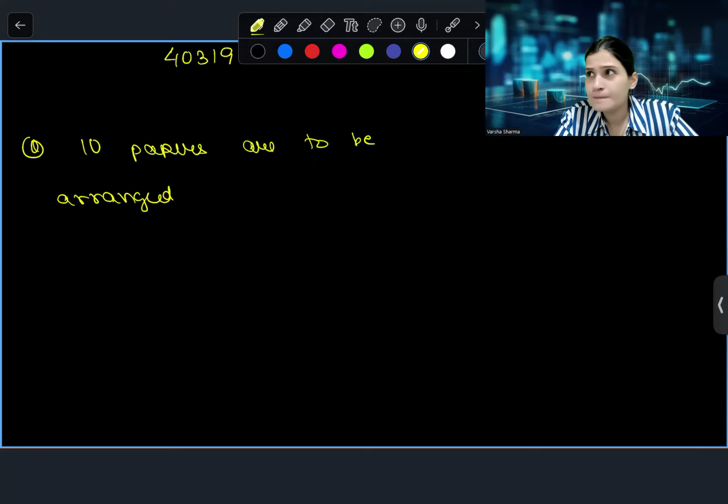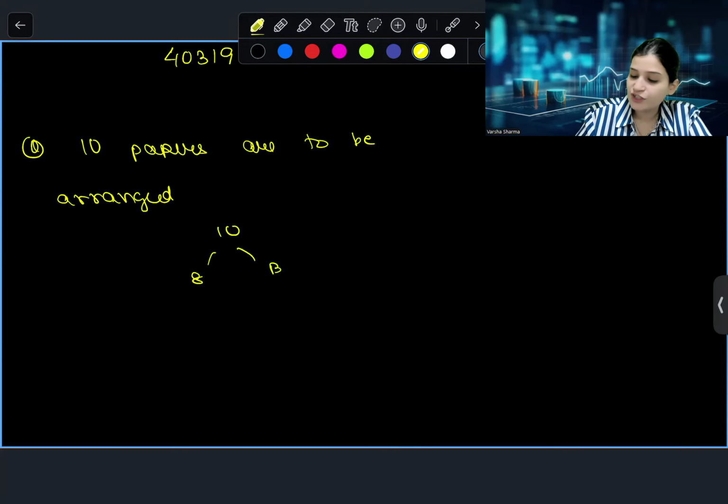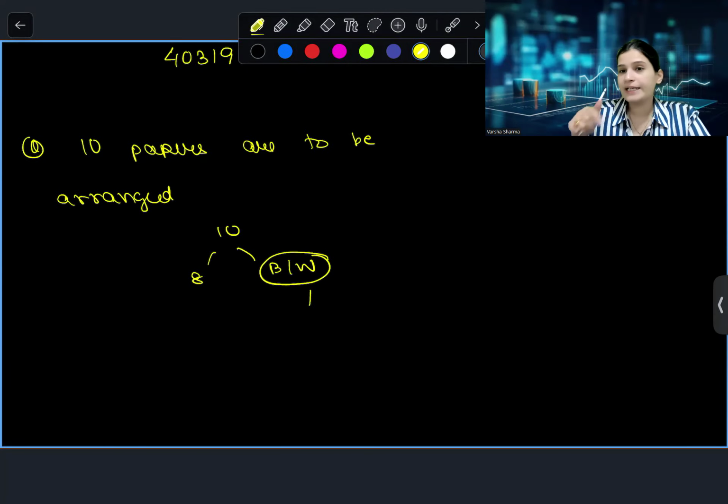9 factorial into 2 factorial. Very good. So out of 10, 8 are different, those best and worst have to be together, form a bundle. So 8 and 1, 9 papers. 9 papers can be arranged in 9 factorial. The bundle can also be arranged. They have to be together. Left, right is not mentioned, so 2 factorial. Clear?